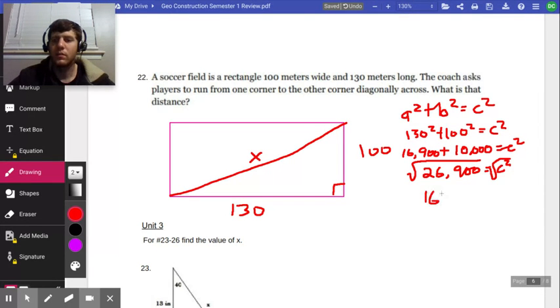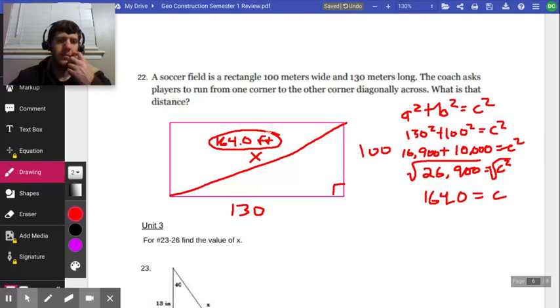And we get 164.0. So x here is going to be 164.0 meters. Okay. And that's it for topic 2. We'll do a third video for the questions from unit 3.